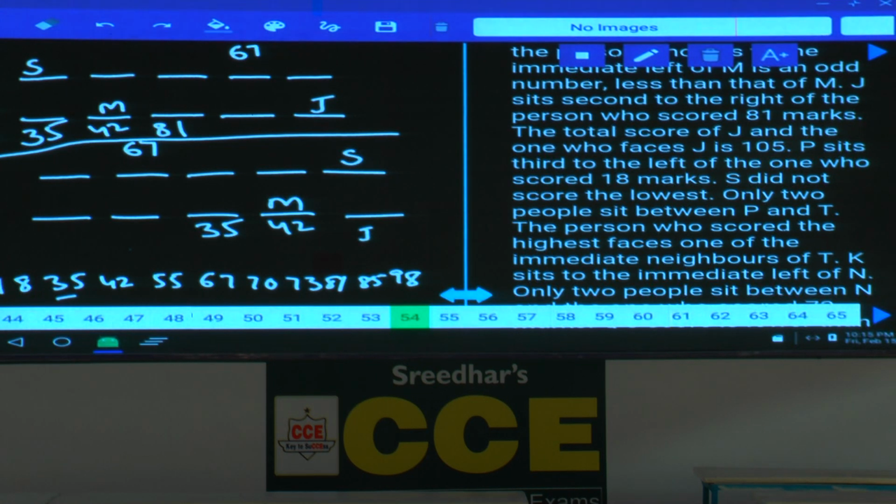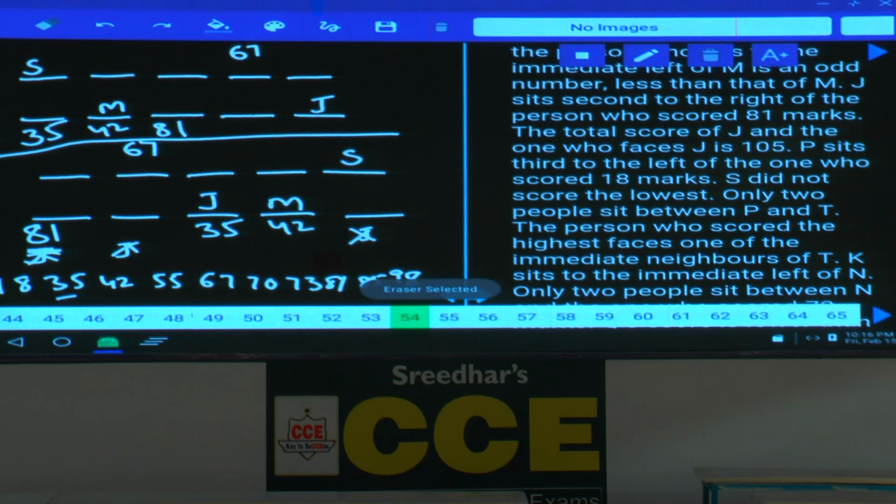Now can J be at this place? No, if J is here, 81 and 35 must be in the same place, which is not possible. J cannot be here. Hence, can J be here? J cannot be here, J cannot be here as well. Then what is the only possibility? J is here. If J is here, the one who scored 81 must be at the left end.